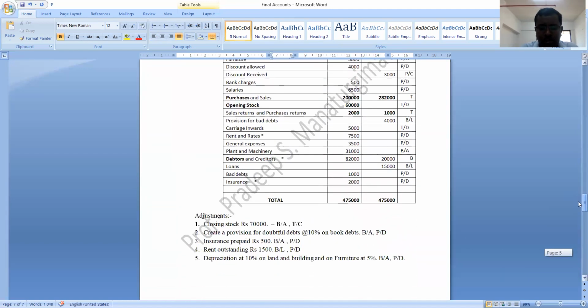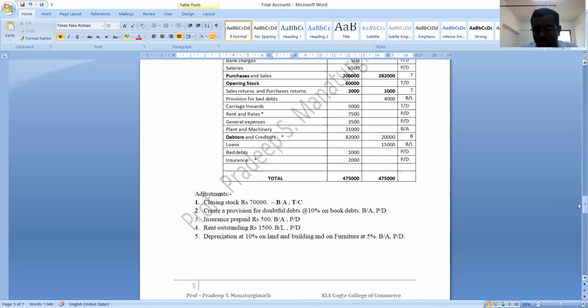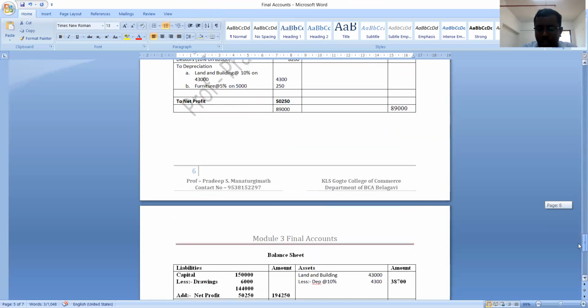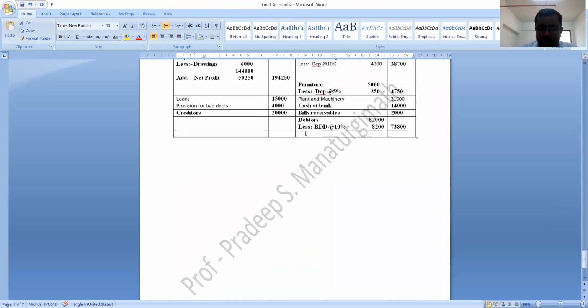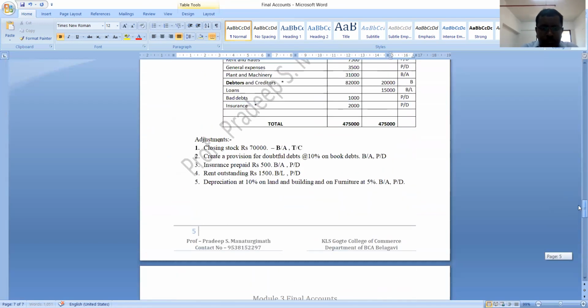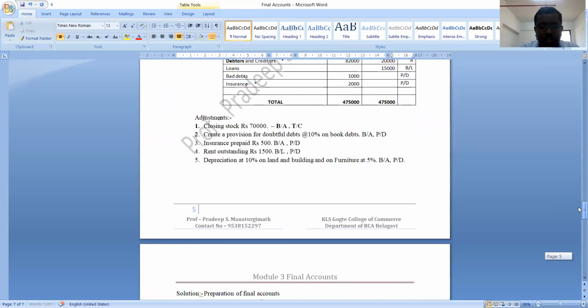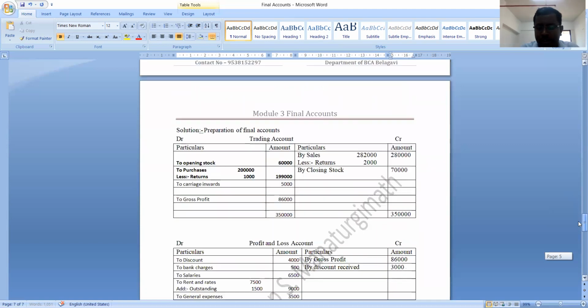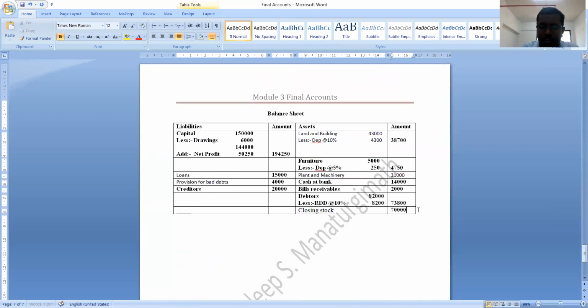Now we'll go through the adjustments. All adjustments must appear one time in the balance sheet. Closing stock is an asset, so it appears on the asset side under current assets. What is the amount of closing stock? It is rupees 70,000. Then the next adjustment is create a provision for doubtful debts at 10%. It is already done. Prepaid insurance is 500 and outstanding rent is 1500.